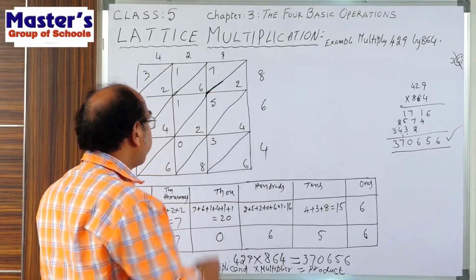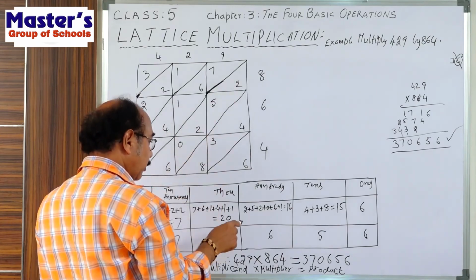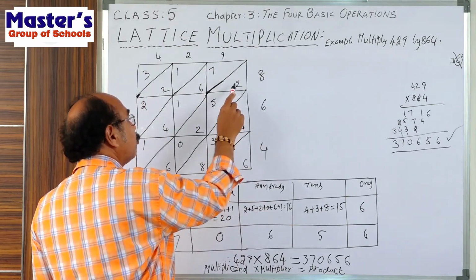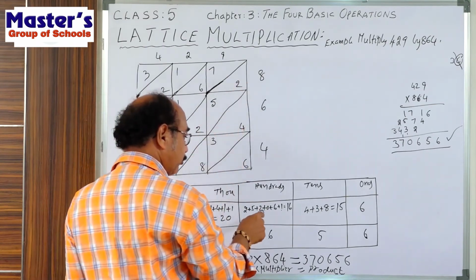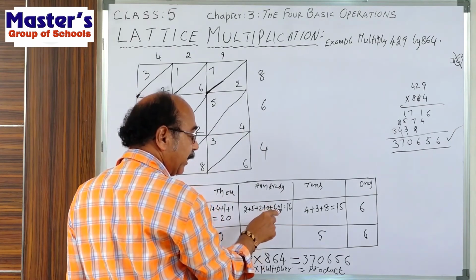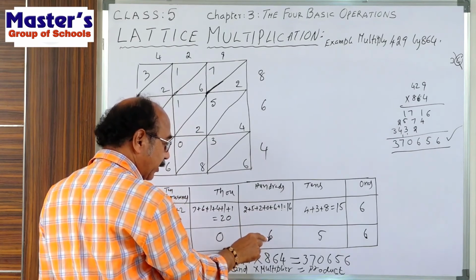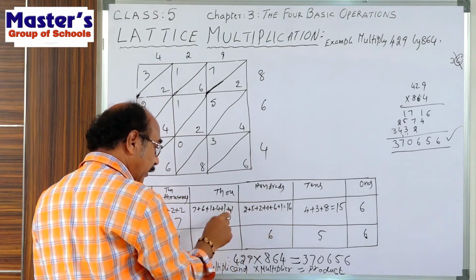Now take the next diagonal digits. What are the next diagonal digits? See, that means here 2, 5, 2, 0, 6. Like this diagonal. Plus 1 is carried, no? That's why add. 16 you got. 6 we write here in the 100 place. 1 is carried here.